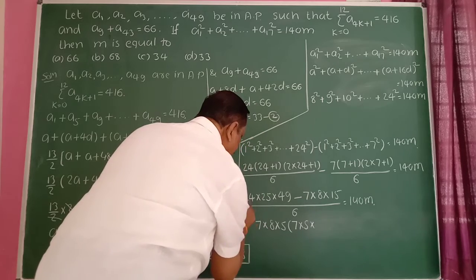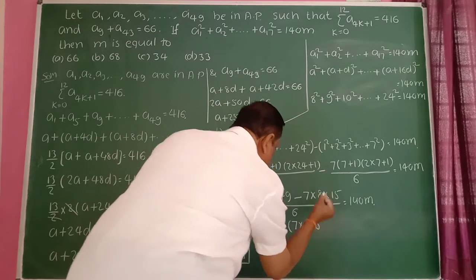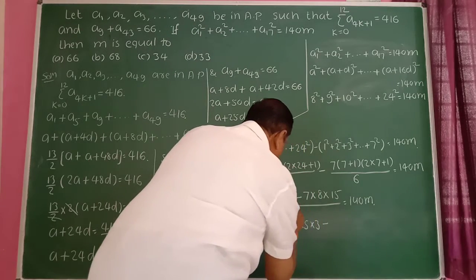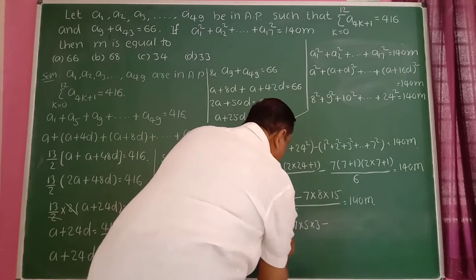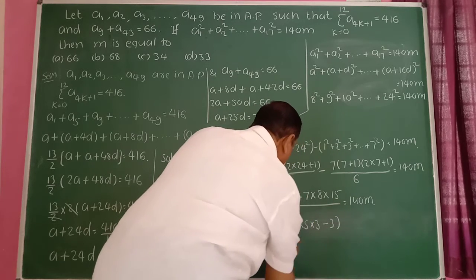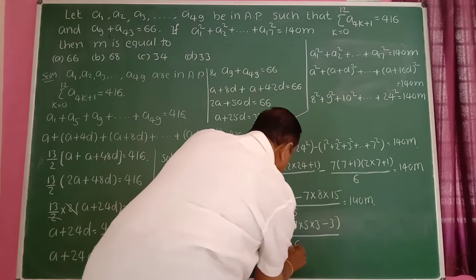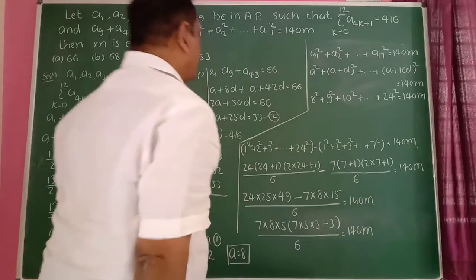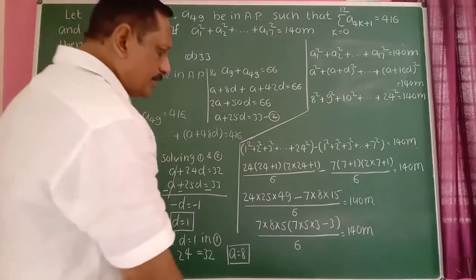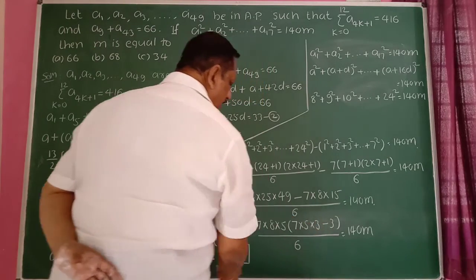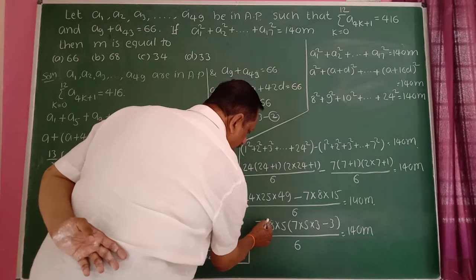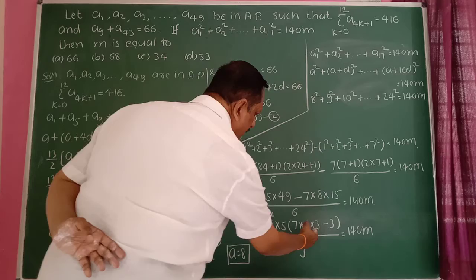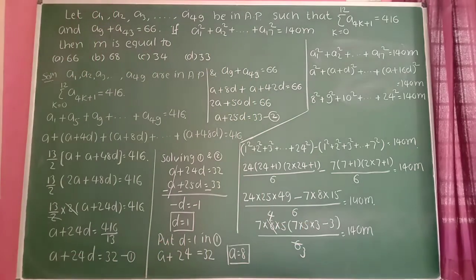Then 8 is common here, 8 threes are 24, so write here 3, then minus. So 7 is common, 8 is common, 5 is common here, then remaining is only 3, divided by 6, that is equal to 140m. Then here you can take 3 also common. Then you can divide here, 2 fours are 8. Here again you can take 3 as a common factor.